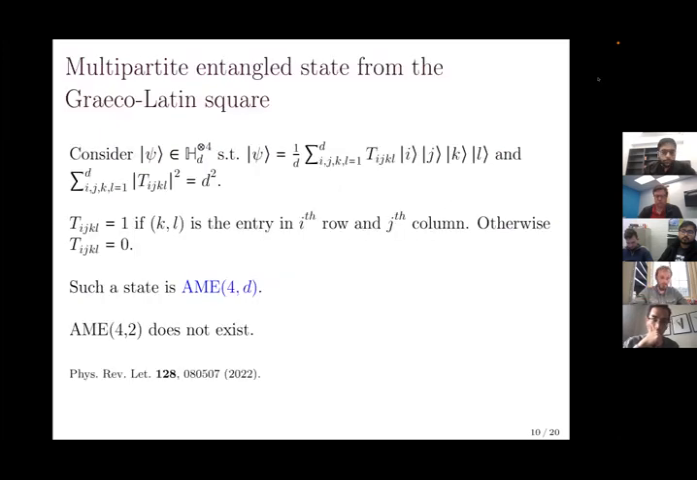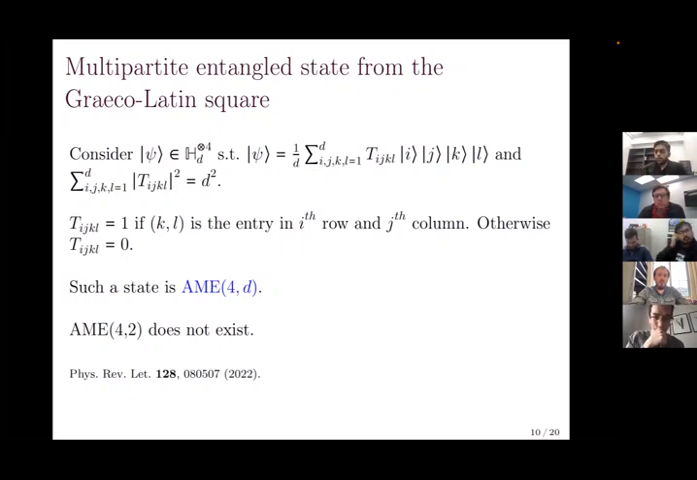In this case, the way the states are defined, this is an absolutely maximally entangled state for n equals 4 because there are 4 Hilbert spaces of dimension D. And it is interesting to note that AME(4,2) doesn't exist. If you remember, the Greco-Latin square of order 2 does not exist, so the corresponding quantum solution, the absolutely maximally entangled state, also doesn't exist.